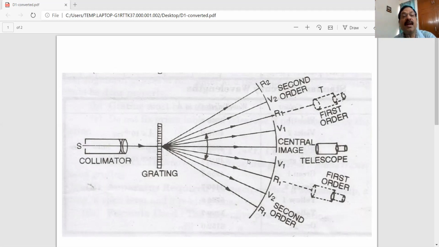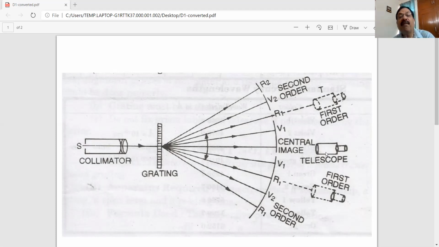Now, turn this telescope further to get the second order of spectrum and note the readings of the verniers on each line. Now rotate the telescope to the right side of the incident beam direction to record the readings of both verniers for the first and the second order spectra.